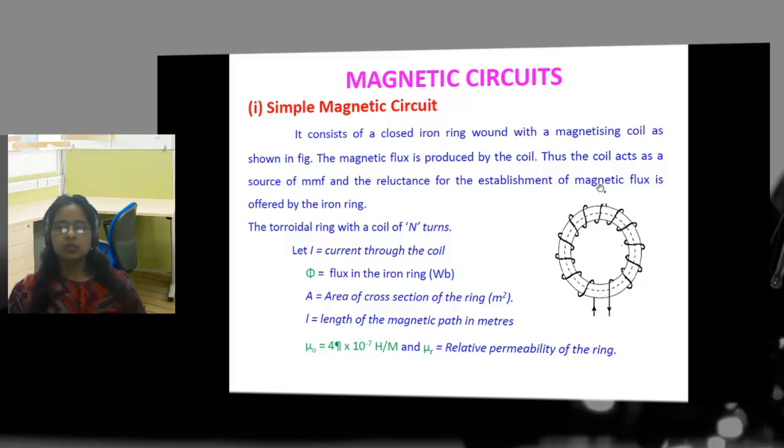And the reluctance for establishment of magnetic flux is offered by the ring. Just as in a circuit, resistance is offered by the conductor, here the reluctance will be offered by the iron.